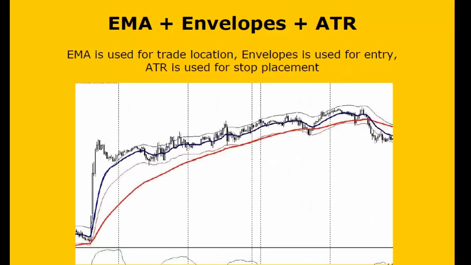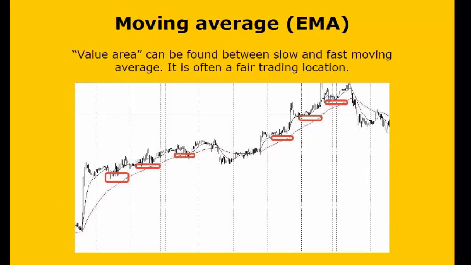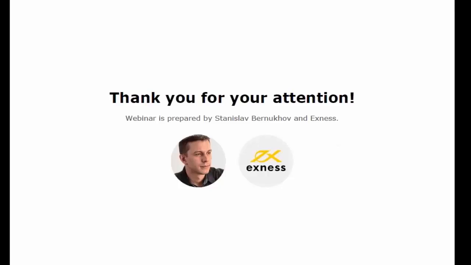When you use moving averages, the slow one and the fast one, the envelopes and the ATR simultaneously, you can achieve pretty nice results, because you have trade location with moving averages, you have entry point with envelopes, and you have stop, or you measure your stop with the ATR, and you can also measure your target with an ATR. That's the way it works. You see, that's pretty simple. I don't say that this is easy. There's nothing easy in the market, but it's pretty simple.